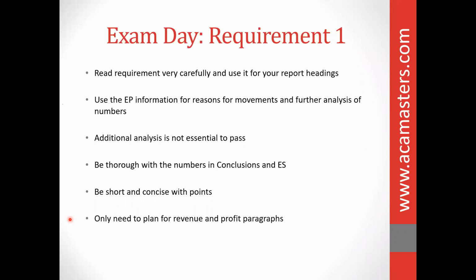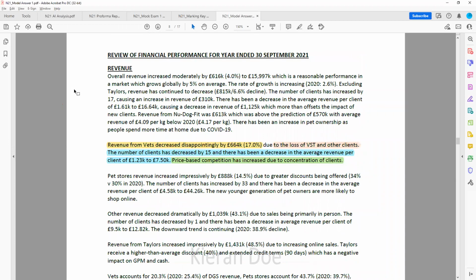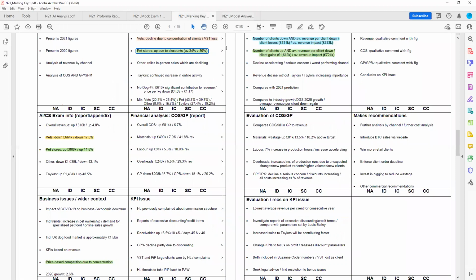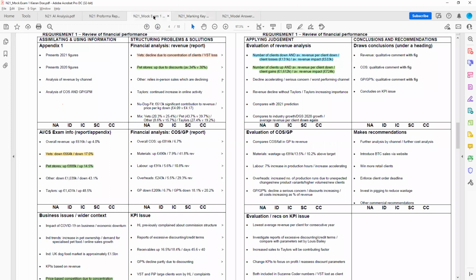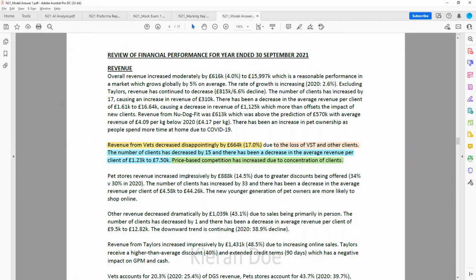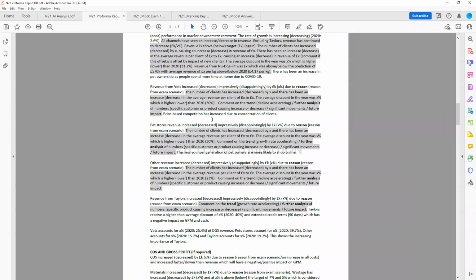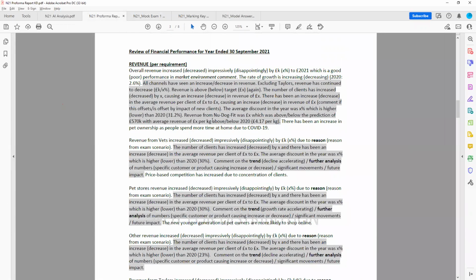So in terms of your planning, now I know some people may have spent 2 hours planning in the past. I really don't think it's necessary. Once you've understood the technique to use for the exam, the marking key, how to use the exam paper and focus on the requirement, and how to write your points in a nice, short, concise way, you probably don't need to do much planning in the exam, because you can put most of your points on as you go.